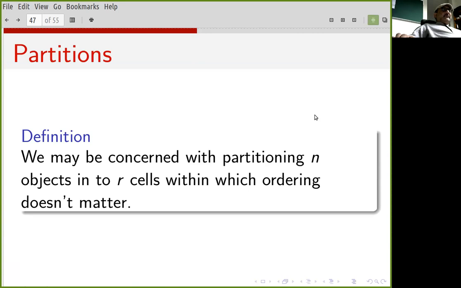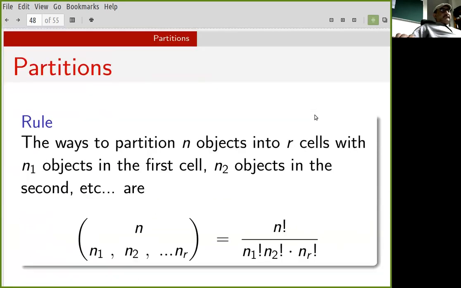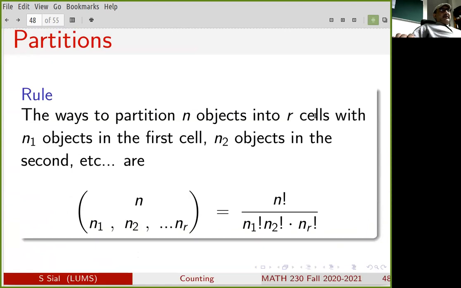Now let's be specific about what we mean by a partition. We may be concerned with partitioning n objects into r cells, and within each cell, the ordering doesn't matter. So how do you do that? Well, n distinct objects can be arranged in n factorial ways.